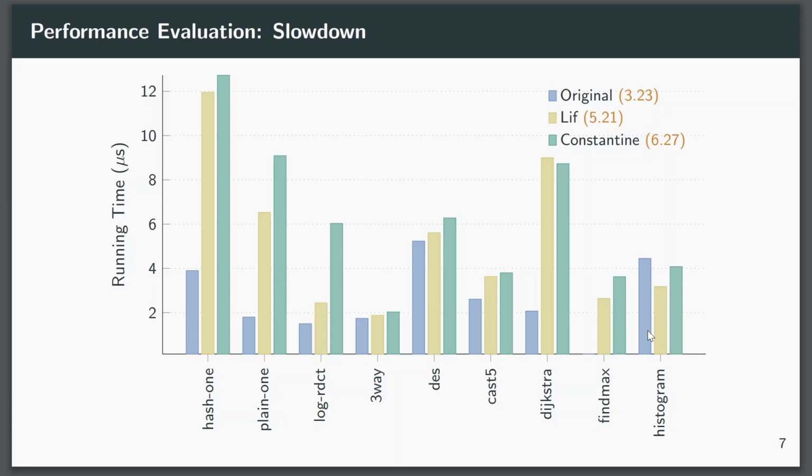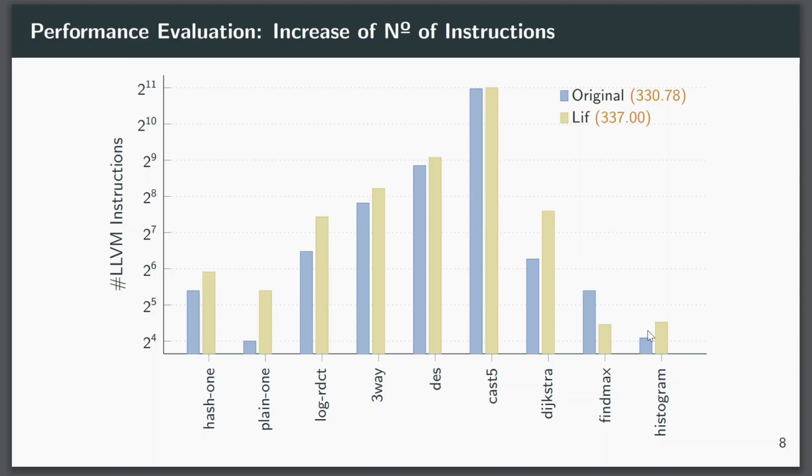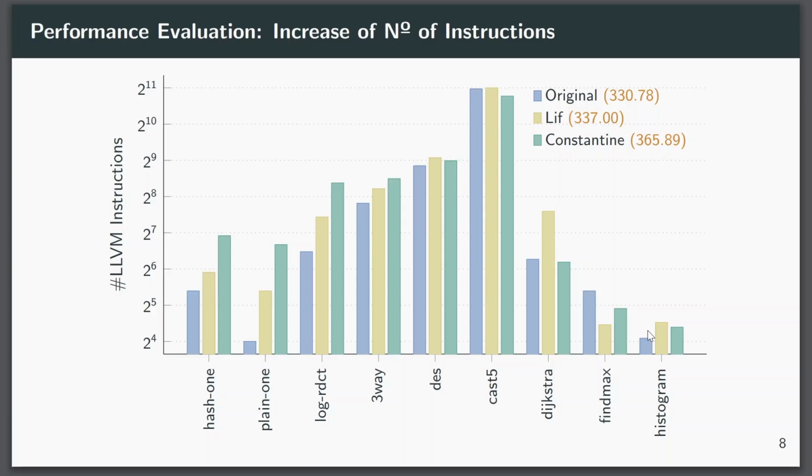We also evaluated the increase in code size, and these two tools were implemented on top of LLVM. So by code size here, we are considering the number of LLVM instructions. So again, on average, the original benchmarks have around 330 instructions, and after our transformation, the average increases to 337. And for Constantine, it increases to 365.